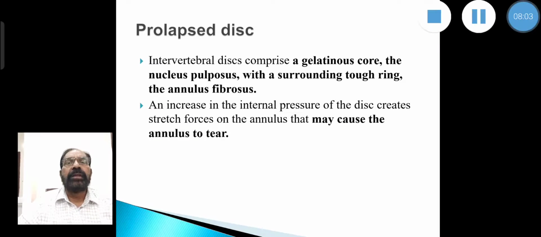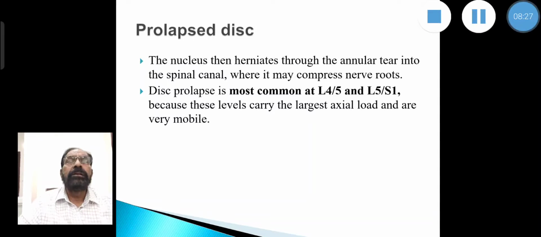Prolapse disc. Intervertebral discs comprise a gelatinous core, that is the nucleus pulposus, with a surrounding tough ring, that is annulus fibrosus. An increase in the internal pressure of the disc creates stretch forces on the annulus and may cause annulus to tear. The nucleus then herniates through the annular tear into the spinal canal, where it may compress nerve roots.